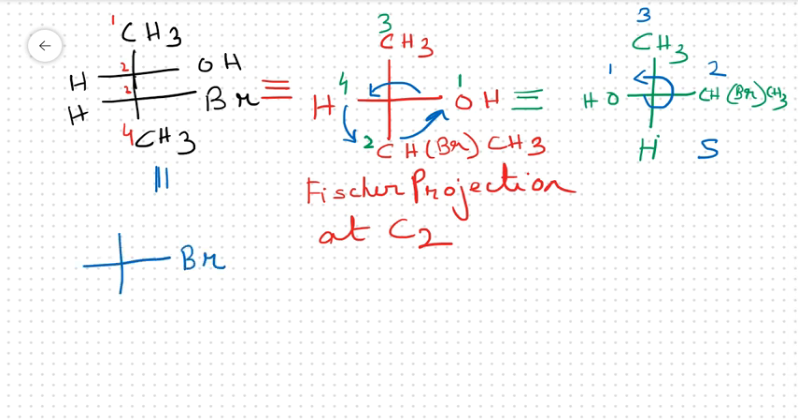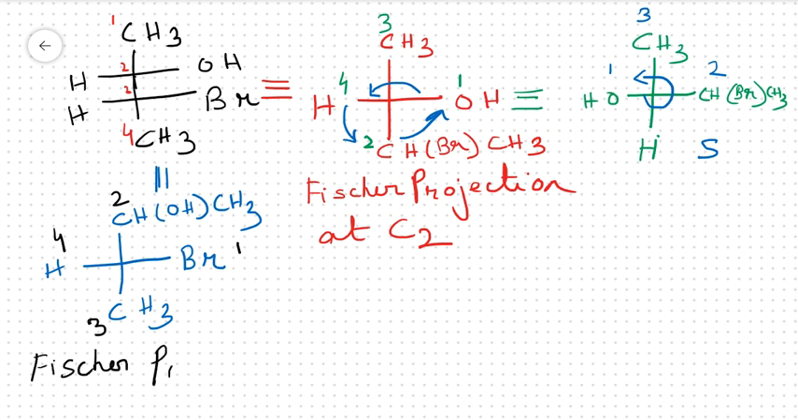Now we have to take this part, C3. So C3, it is Br, CH3, H, and in a similar way CH, OH, CH3. So this is number 1, 2, 3 and 4. So this will be the Fischer projection at C3.